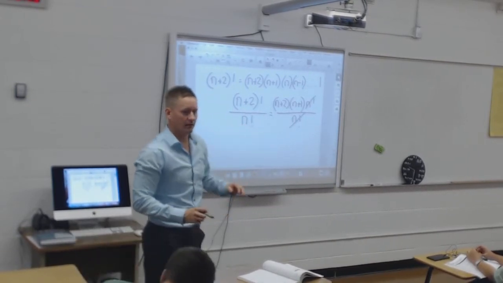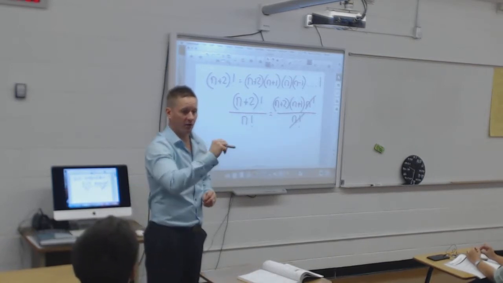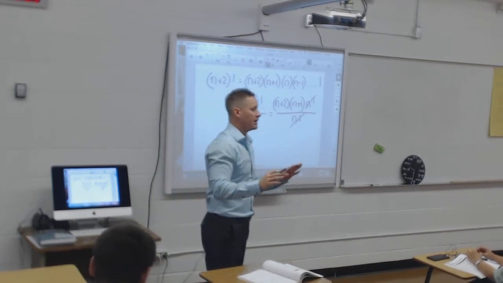Sure, yeah, go ahead. Can the bigger number be at the bottom? Yes, it can. And then you would have 1 over n plus 2 times n plus 1. Good question. Okay? So far, so good?